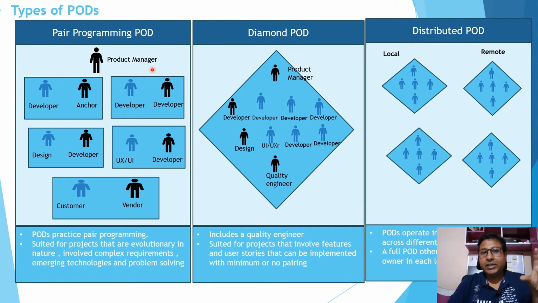These are just indicative models, so it's not necessarily that you have to fit your pod into any of them. You can go for any of the pod models, pair programming model, diamond shape model, distributed model, or you can tweak a little bit here and there to make up your own model.